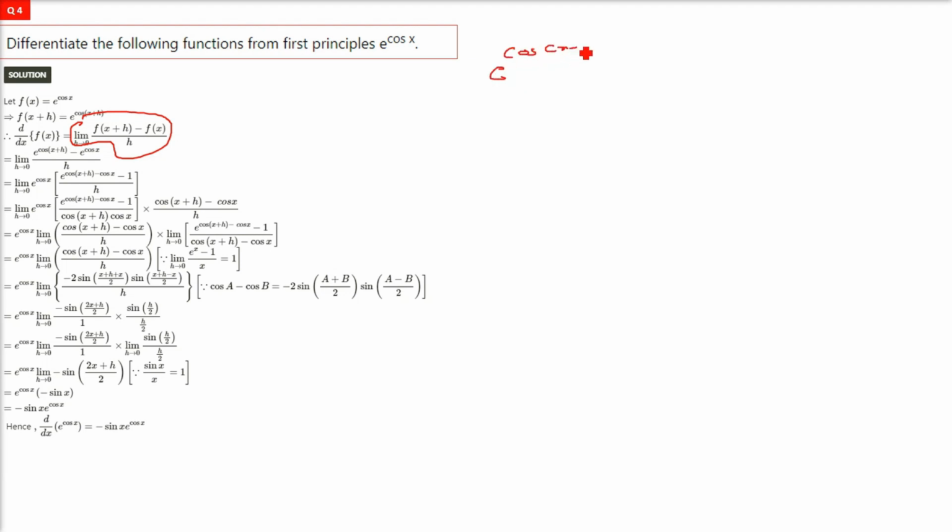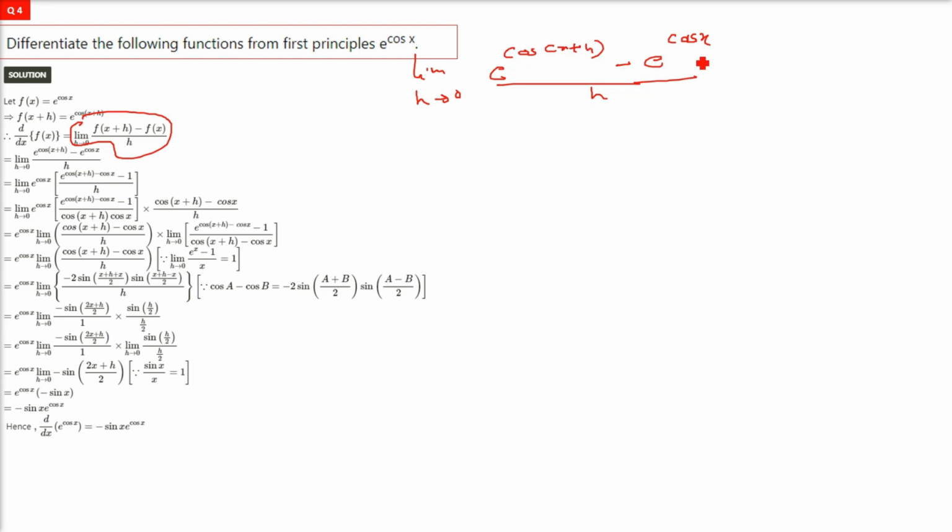e to the power cos(x+h) minus e to the power cos x, divided by h, limit h tends to 0, is our first principle. f(x+h) minus f(x) by h, limit h tends to 0, is our first principle. That's what I applied here. Now this numerator I am going to solve first, because this is the main thing in first principle. If you can get something common out of it, cancellation is quite easy.